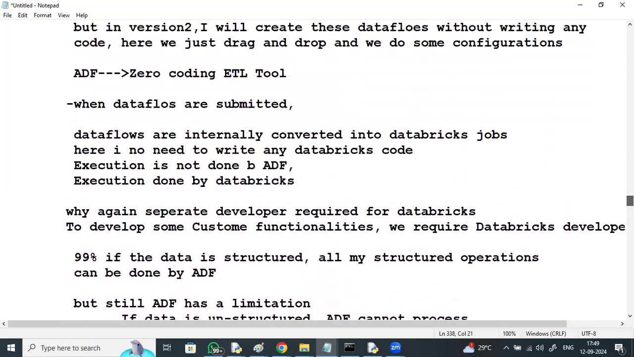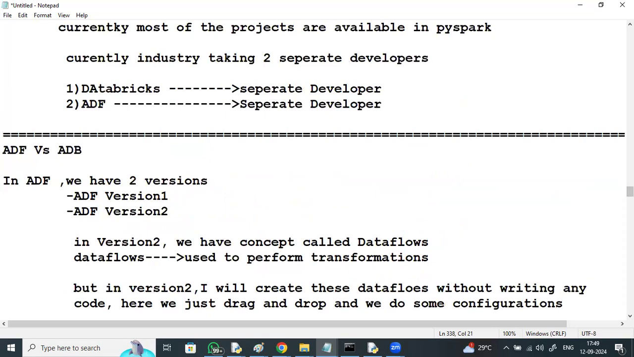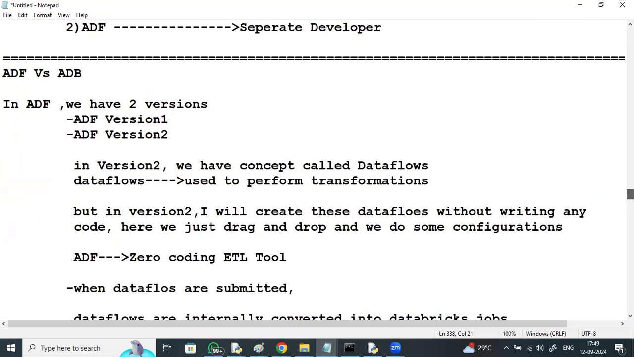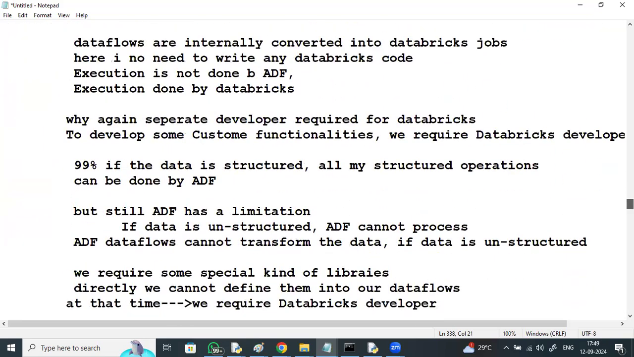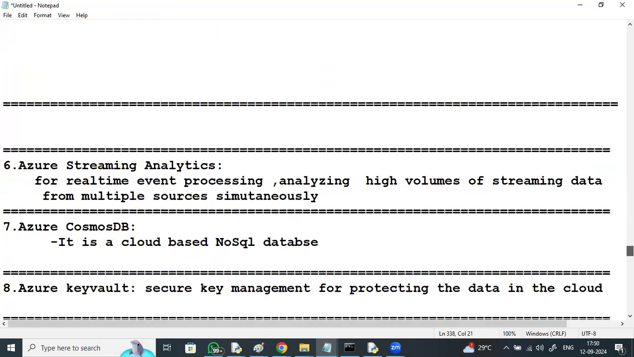So just a difference between ADF and Databricks: we are not going to write any code. It's zero-coding ETL, which looks very simple. We define many data flows, which include many transformations. Internally, a Databricks job executes, and we don't need to write any code. Yes.